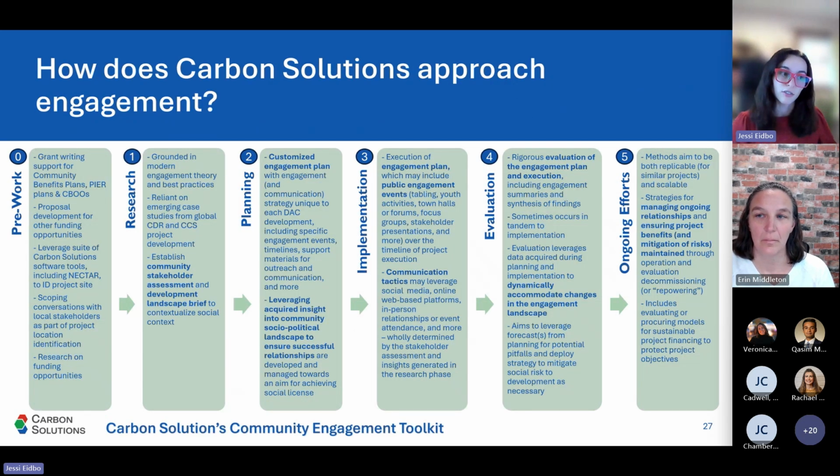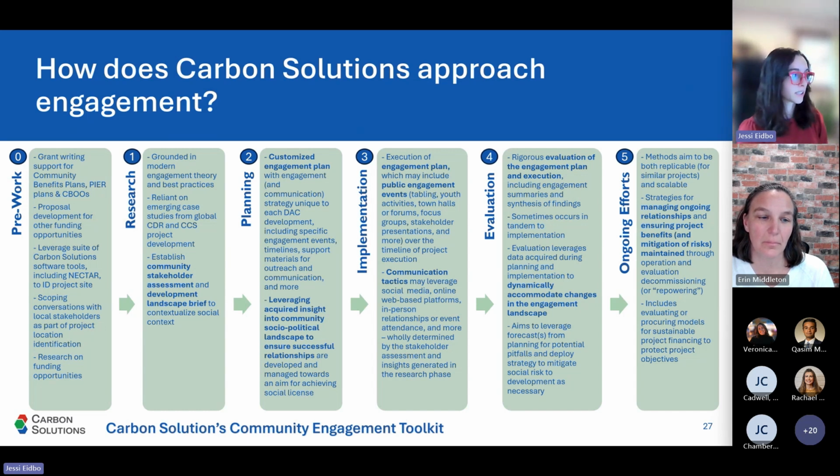And this is not all that different from what I just said, right? But obviously within those things, there are very specific deliverables that we provide. So Carbon Solutions has what we're calling a community engagement toolkit. The pre-work, research, planning, implementation, and evaluation, as well as ongoing efforts are all things that we provide support on.